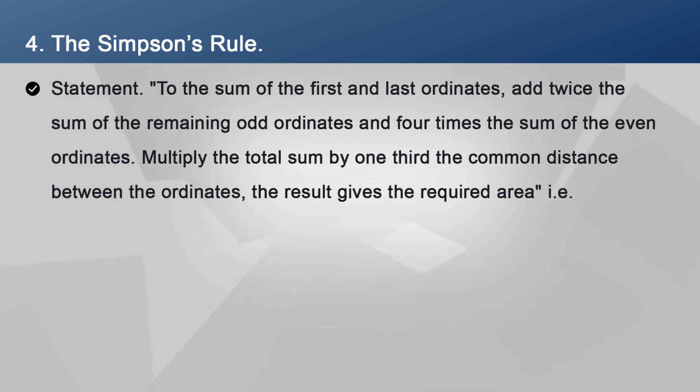To the sum of the first and last ordinate add twice the sum of the remaining odd ordinates and 4 times the sum of the remaining even ordinates. Multiply the total sum by 1/3 the common distance between the ordinates. The result gives the required area.